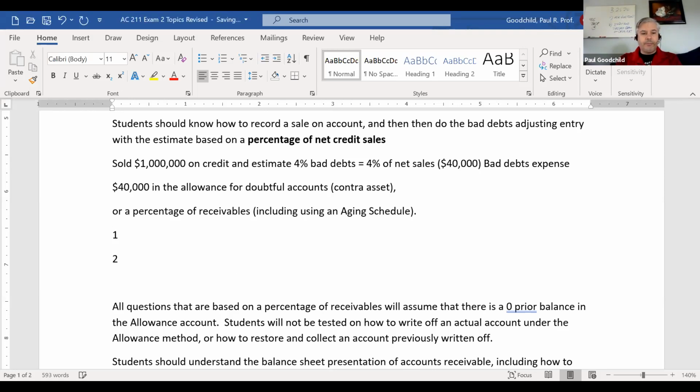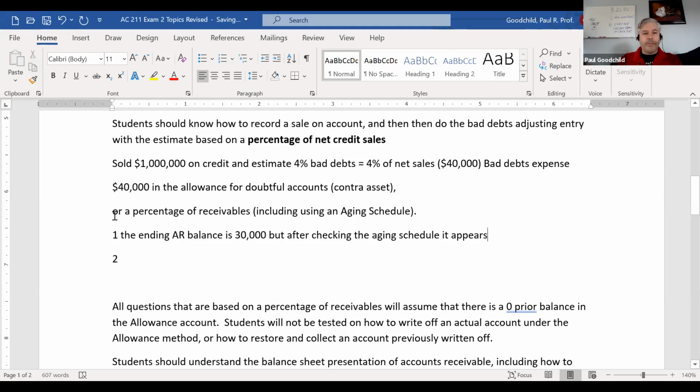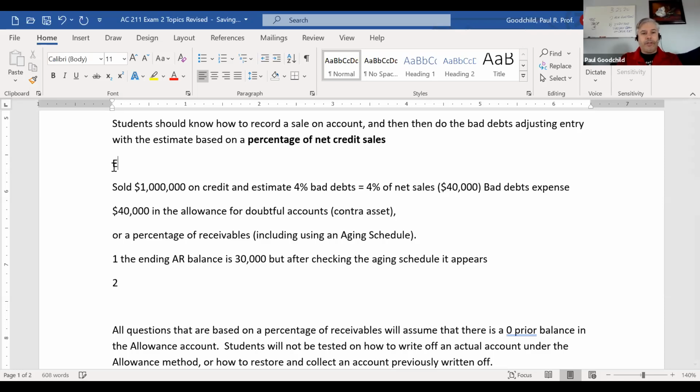receivables after checking the aging schedule. Wait, Professor, I'm confused. Are you still doing the 30,000 with the 1 million? No, different example. So let's do this. Make it a little more clear.